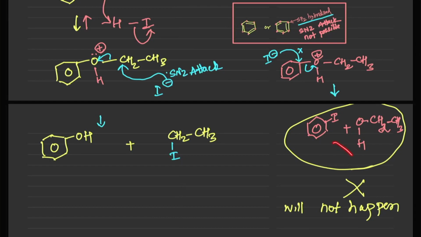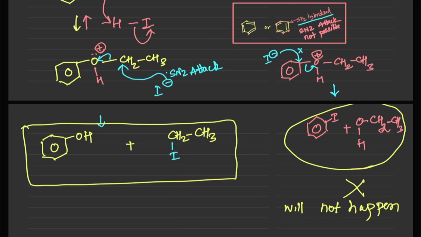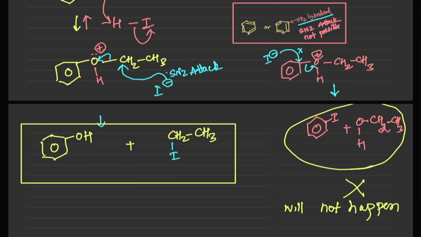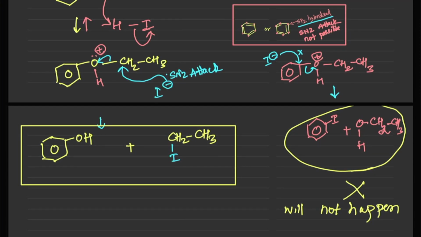Unlike our previous example, this reaction will stop here. This is your final product. Even if you have excess HI, you cannot replace the OH with an I minus, so that reaction won't happen. This is slightly different than before.